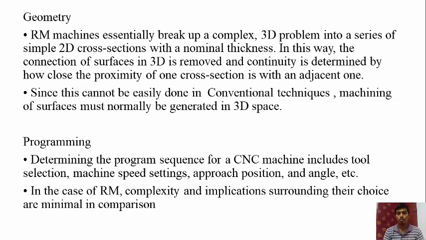In programming, when we look at the CNC machine, we need to give programs for the tool selection. There's a separate program for tool selection, there's a separate program for machine speed settings, there's again a separate program for approach of position and angle, and again a separate program for post processing. Whereas in rapid prototyping, there is only one program which is converted into an STL file. The program reads the STL file and makes a single program, where the whole single program is sufficient to make the whole product.